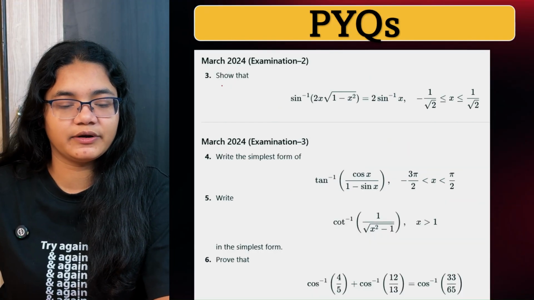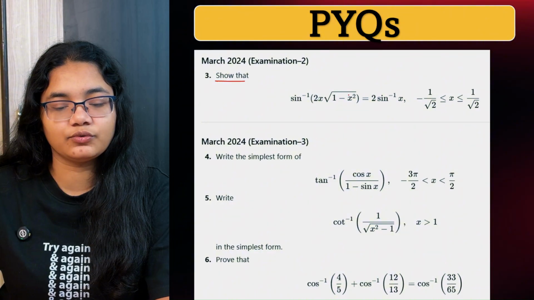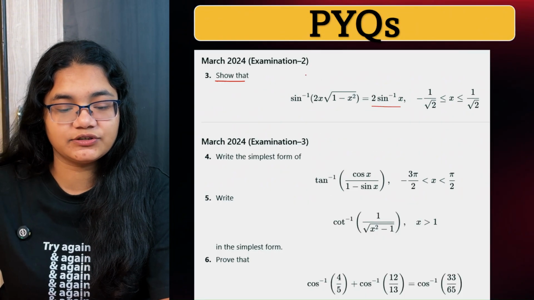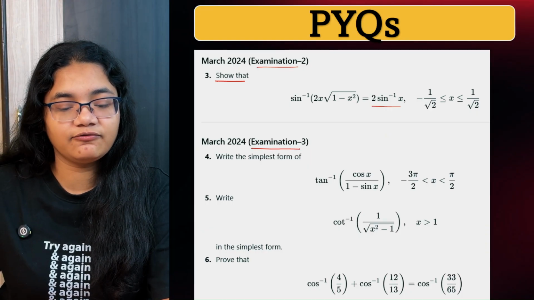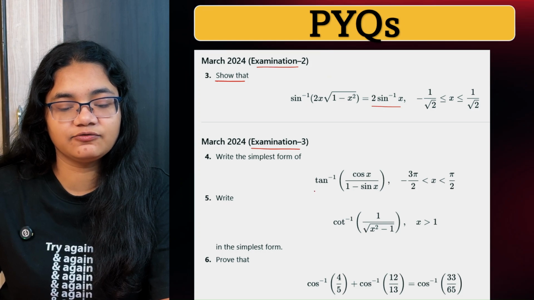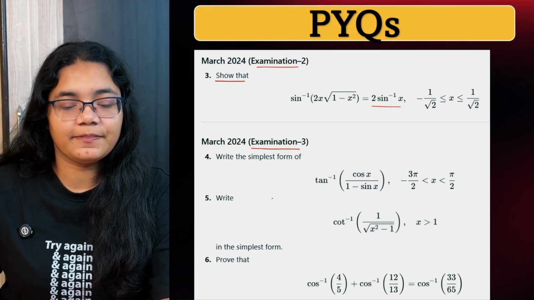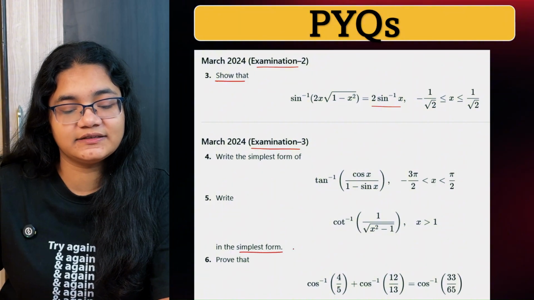Now we'll move to March 20. Yeah, this is the question here: sine inverse of 2x times root of 1 minus x square is equal to 2 sine inverse x. You can see the same question was repeated again in 2024 examination 2. Then if you see 2024 examination 3, write the simplest form of tan inverse of cos x divided by 1 minus sin x. Then write the cot inverse of 1 divided by root of x square minus 1 in its simplest form.